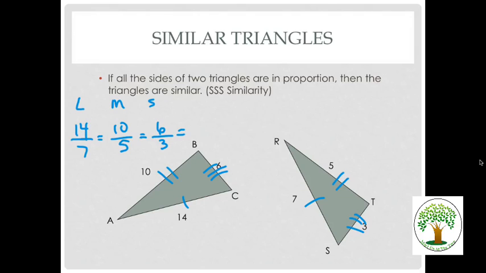Do those all reduce to the same thing? Yes. What do they all reduce to? 2. So if they all reduce to the same thing, they're proportional. And since we have side, we know that these are similar triangles.